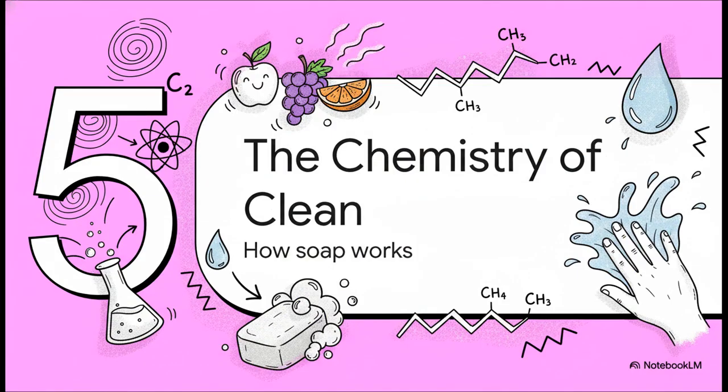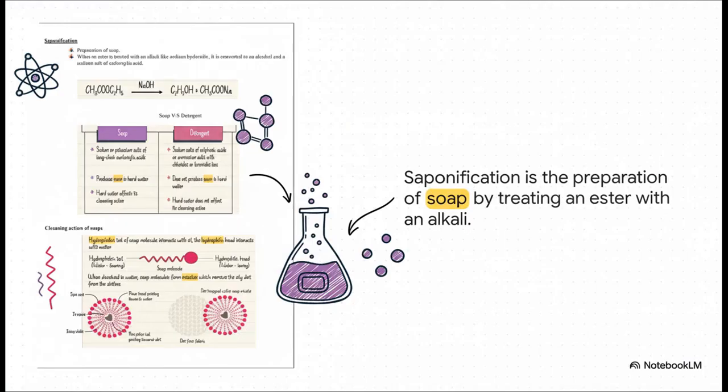All right, let's take that idea and build on it. We're going to see how one specific carbon reaction leads to something we all use every single day. We're moving on from fruity smells to the chemistry of clean, how we make soap. So this process has a pretty cool name, saponification, and it's basically the recipe for soap. You take an ester, in this case a fat or an oil, and you treat it with a strong alkali, something like sodium hydroxide. And what you get out of that is a simple but really, really powerful cleaning agent.